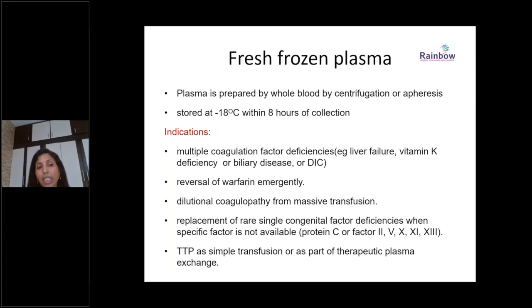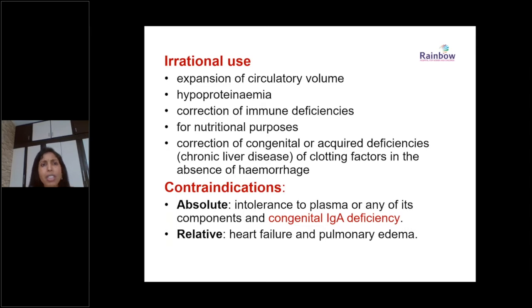Generally, in pediatric practice you don't handle that, but you may handle sepsis DIC, liver disorders with coagulopathy, vitamin K deficiency, and definitely at times the congenital factor deficiencies with bleeding. In the past, people were using FFP for hypoproteinemia, to expand the circulatory volume, and also in immunodeficiencies, but it is not indicated in those conditions. Definitely, it is contraindicated in congenital IgA deficiency.